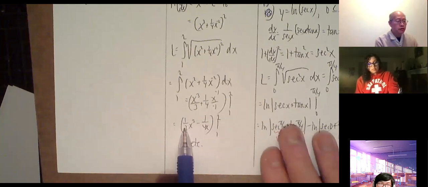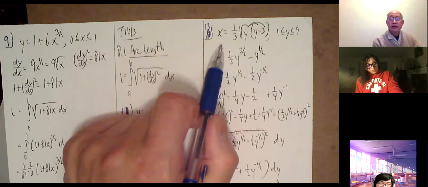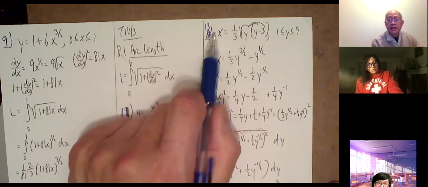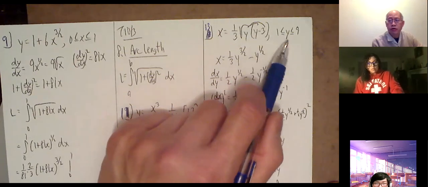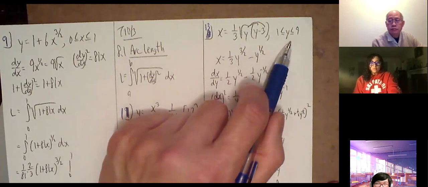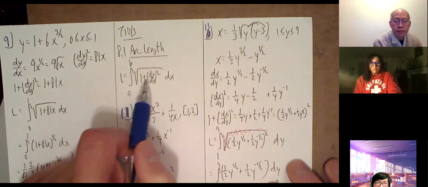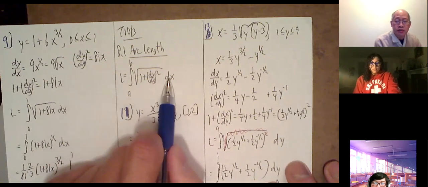All right, next one I'm going to show you was 13. This is x as a function of y. X equals 1/3 radical y, y minus 3, as y goes from 1 to 9. I think you can see how the difference would be. It would be 1 plus not dy dx squared. It would be dx dy squared, and this would be a dy.